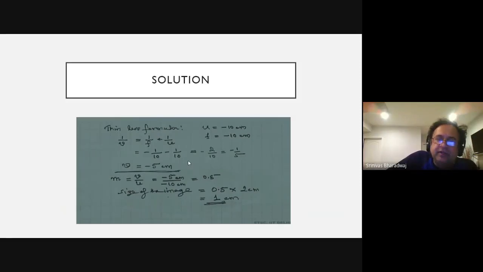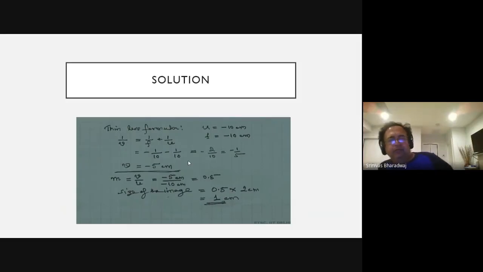u is always by convention positive, right? Therefore, minus 1 by 10 minus 1 by 10 equals minus 2 by 10. So v equals minus 5. Therefore, now what is the magnification? v by u is 0.5. So now the magnification is v by u.